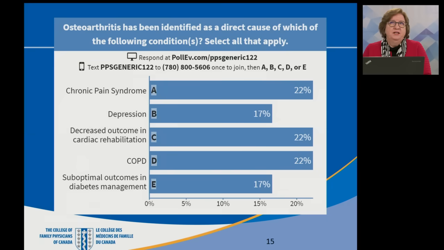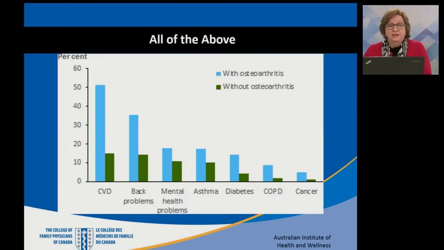The bottom line here, and thank you for your answers, is that osteoarthritis is associated with every chronic disease. And so when we look at the presence of whether it's cardiovascular disease, mental health disorders, diabetes, COPD, the presence of osteoarthritis affects the management of that condition. And remember, we're talking about a disease that affects mobility. And we know that movement and mobility is key to optimal treatment of chronic diseases.